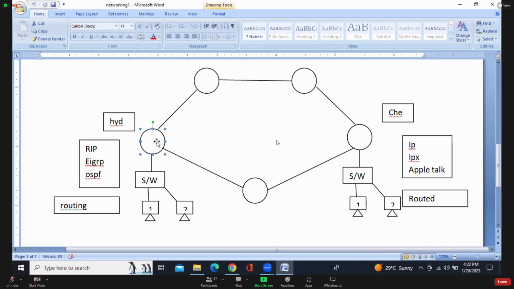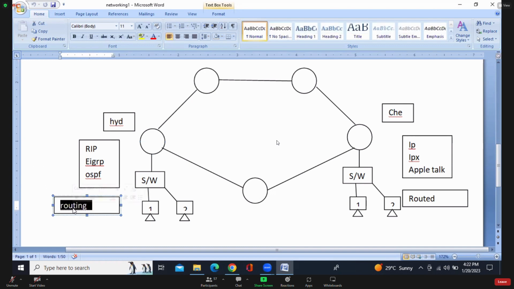How will the router decide? The router decides the best path with the help of routing protocols. Coming to routing protocols: RIP, routing information protocol, and EIGRP, enhanced interior gateway routing protocol, and OSPF, open shortest path first.